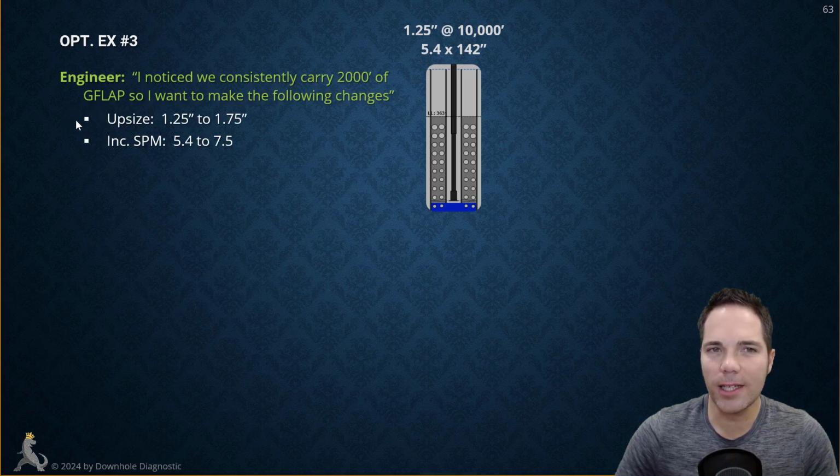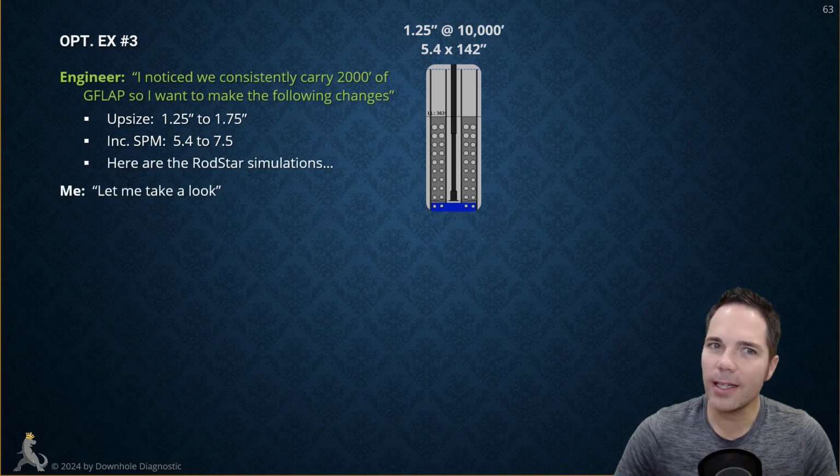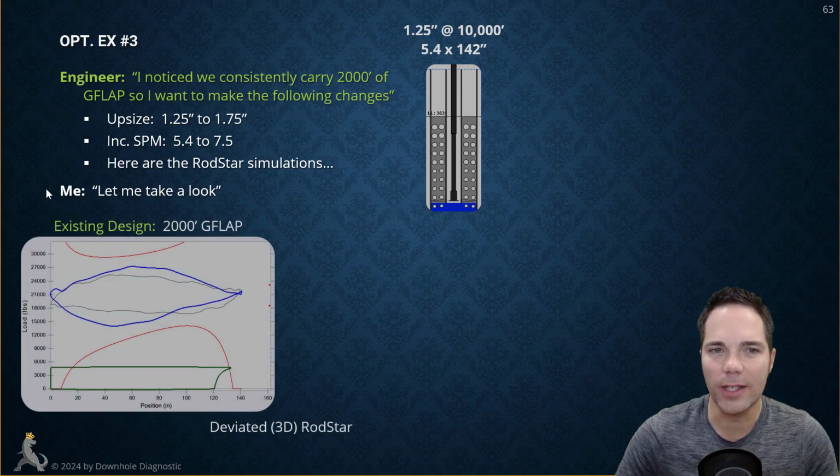He says, I want to upsize the pump from 1.25 inches to 1.75 inches, and I want to increase the strokes per minute from 5.4 to 7.5. Now, when he told me that, I knew this particular well, and I was thinking, I don't know if that's a good idea. But he said, here are the RodStar simulations, and I thought, okay, let me take a look at it and see what it says before I tell him my thoughts. This was a unique well.